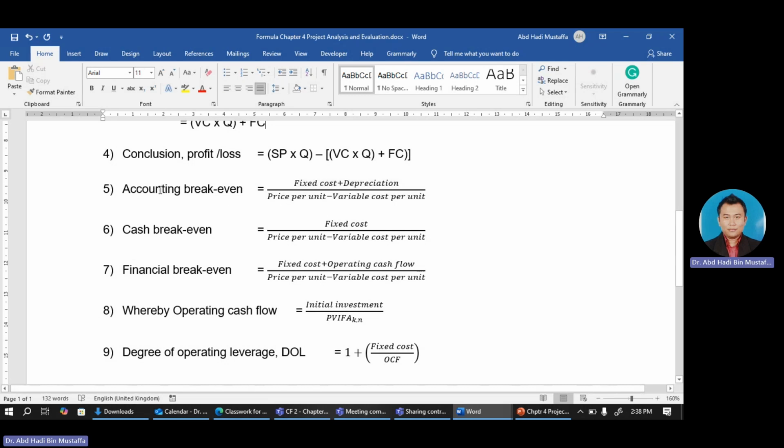Yeah, Nadira is like, oh, hold on. Okay, do not worry, because I will teach you some tricks for these formulas. You see here, formula number 5, 6, 7, the denominator is similar. The bottom is the same, only the top is different. Accounting break even, fixed cost plus depreciation. Cash break even, only fixed cost. Financial break even, fixed cost plus operating cash flow. You see here, formula 5, 6, 7 are the same in the denominator. Only the top is different. So that's why you need to remember it.